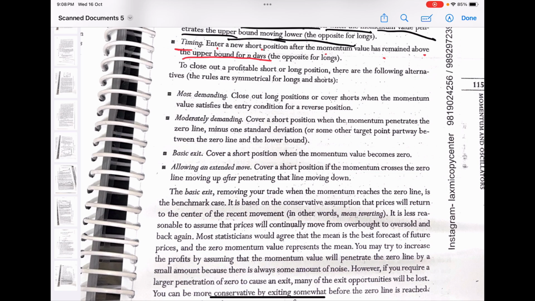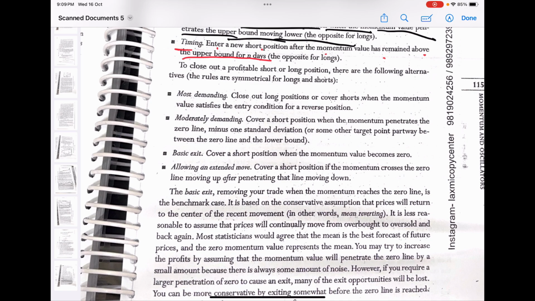So the basic exit is basically removing your trade whenever the momentum reaches the zero line. That is the benchmark case. It is based on the conservative assumption that the prices will return to the center of the recent movement. So what do you understand by the price reaching the center? That is the mean reversion, right?